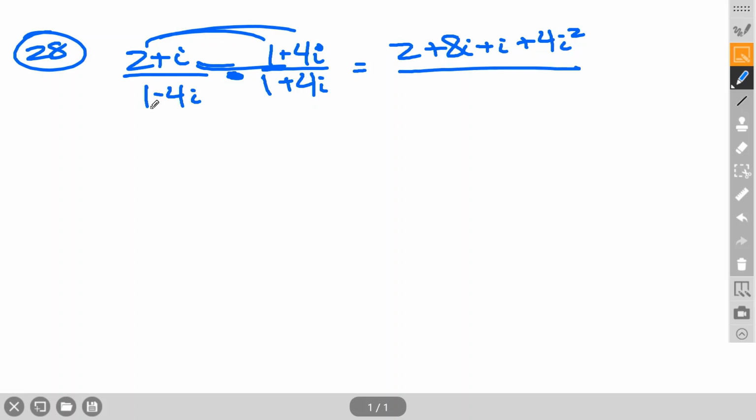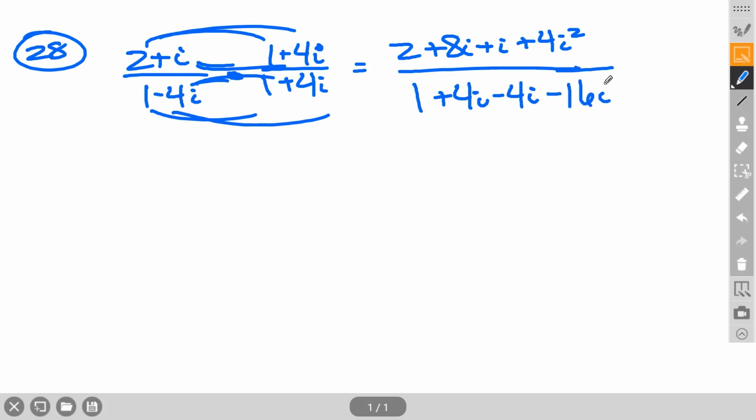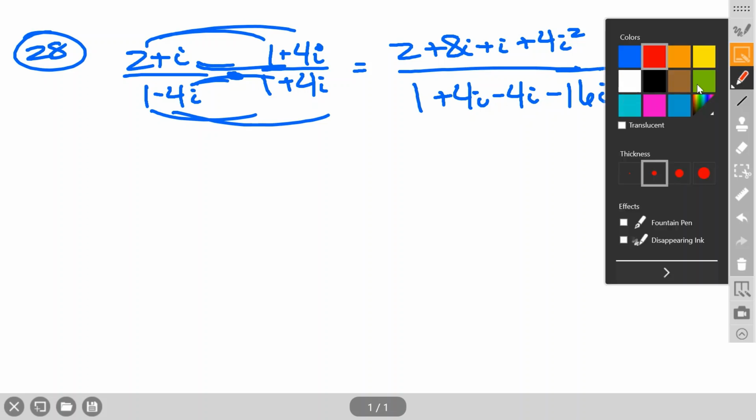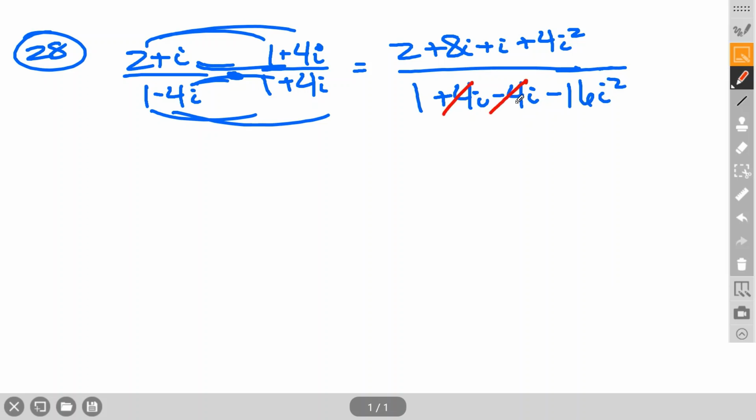1 times 1, so I have to do it again to the bottom here. 1 times 1 is 1. 1 times 4i is 4i. Negative 4i times 1 is negative 4i. And negative 4i times 4i is negative 16i squared. Now a lot of this stuff is going to reduce here. Like for instance, negative 4i and positive 4i cancel. Negative 16i squared is just positive 16. 4i squared is just negative 4.